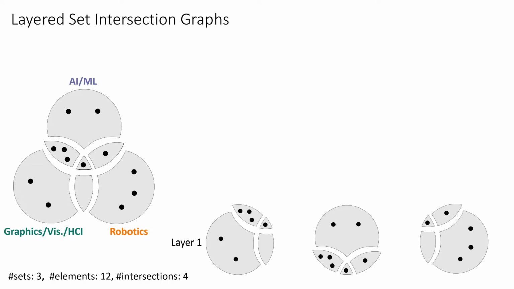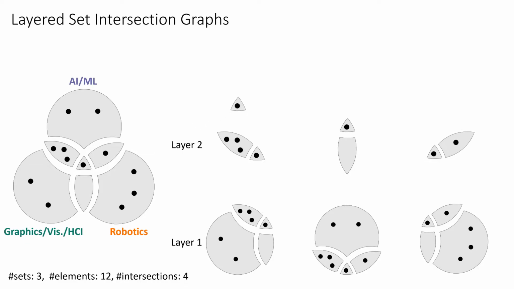Next, in layer 2, we find all pairwise combinations of base sets. We compute all intersections of two base sets along with the membership of elements in each intersection. For example, here we find all the elements belonging in both Graphics with HCI and AI/ML. Since these elements are present in two base sets, we place them in layer 2. We repeat the process for the other two set intersections and position them in the same layer.